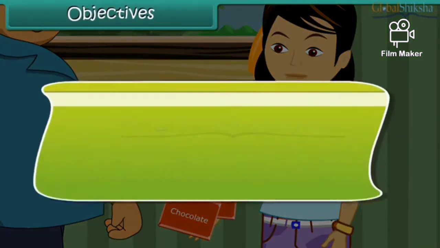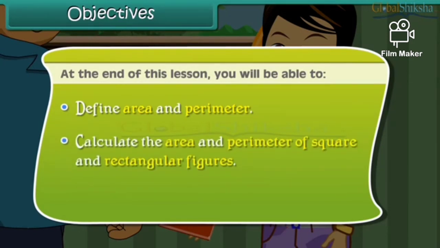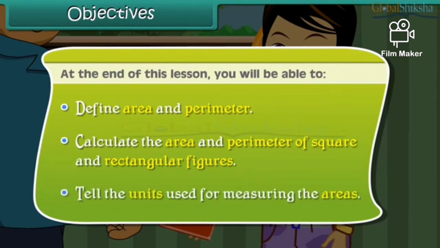Objectives. At the end of this lesson, you will be able to define area and perimeter, calculate the area and perimeter of square and rectangular figures, tell the units used for measuring the areas.